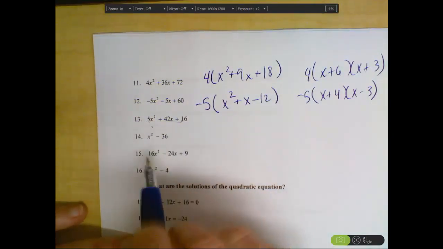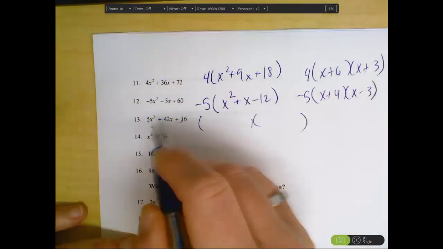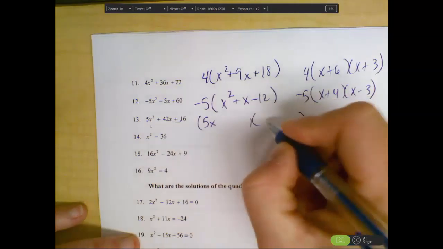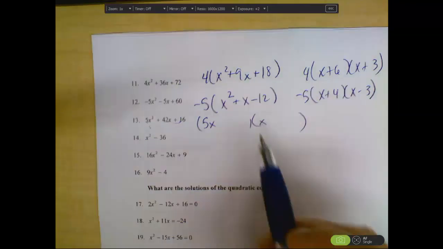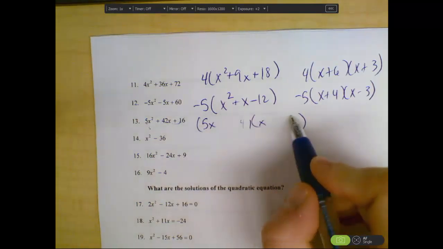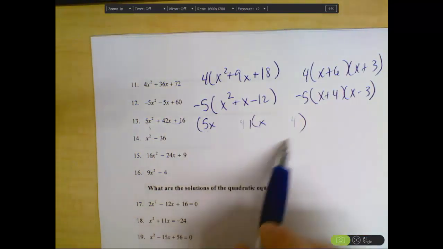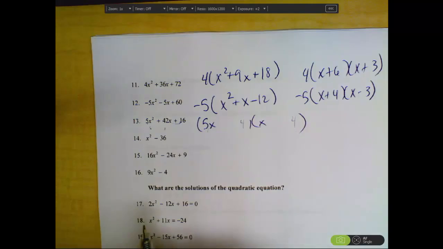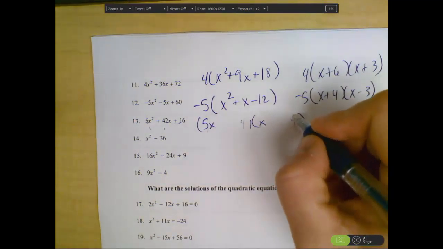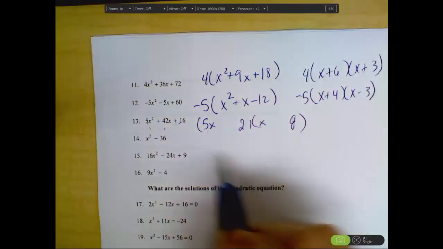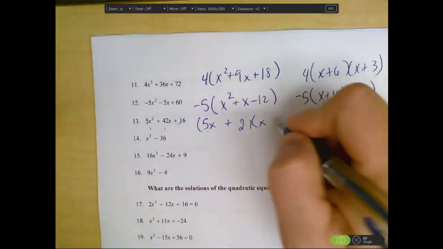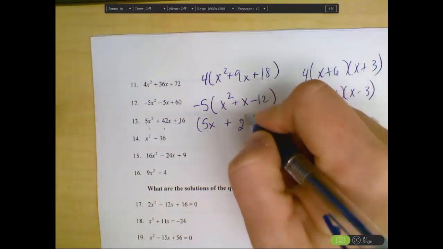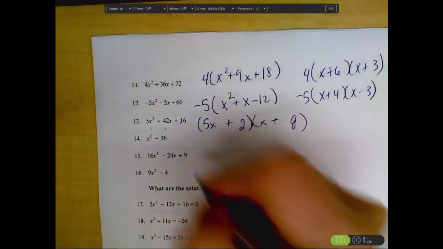We have no GCF here, so we just have to do trial and error. The only way to get 5x squared is 5x and x. 16, I'm going to try 4 and 4, and then I'll try 8 and 2. So if I put a 4 here and a 4 here, check the OI. Outside is 20, inside is 4. That's not going to give me 42. So let's try 8 and 2. Outside is 40, inside is 2. That gives me 42. I'm done. (5x plus 2)(x plus 8).